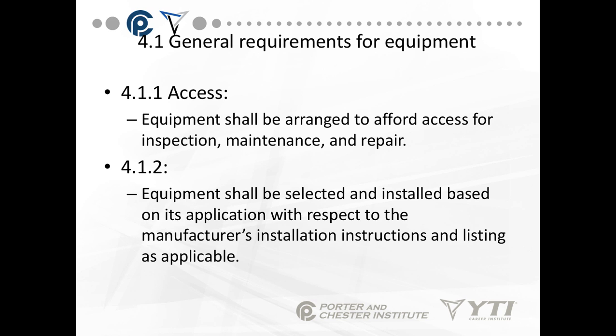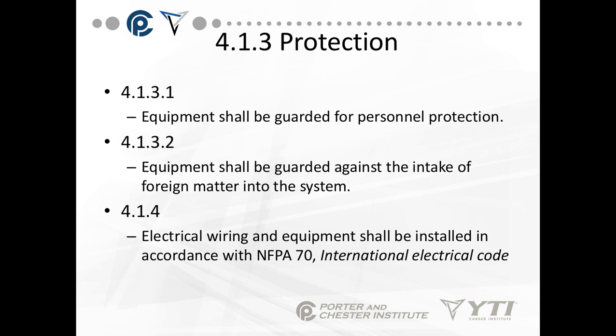For example, 4.1.1 talks about access. In other words, you have to be able to get into it, maintain it, and repair it. Equipment shall be selected and installed based on its application with respect to manufacturer's installation instructions and listing, as applicable. Equipment has to be guarded for personal protection. Equipment has to be guarded against the intake of foreign matter into the systems. And the electrical equipment shall be installed in accordance with NFPA 70, the National Electrical Code.